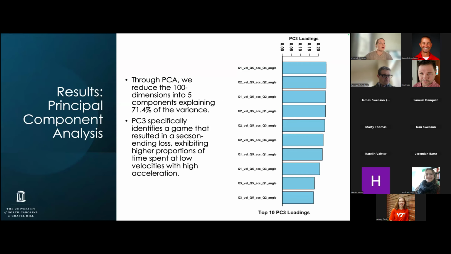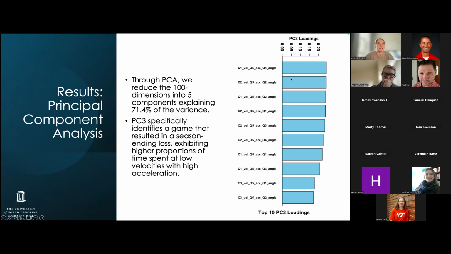And then diving in a little bit more, we can use principal component analysis to reduce our 100 dimensions into about 5 components that explain about 71% of our variance. If you wanted to go higher than that, it tapers off. So that's the threshold we got, without gaining a ton of components to explain more variance. But we can see that PC3 specifically, one of our principal components, identifies a game that resulted in a season-ending loss. It exhibited higher proportions of time spent at low velocities with high acceleration. So Q1 and Q2 of velocity where we had Q5 of acceleration.